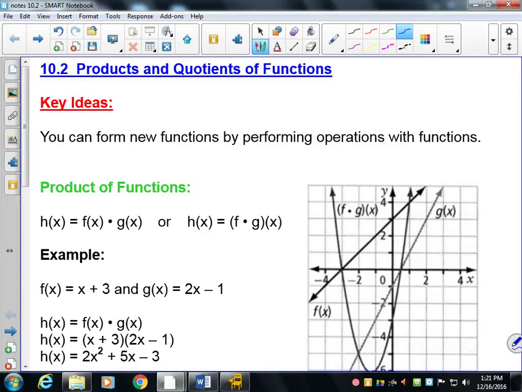Okay, so we're going to look at 10.2 here. 10.2 is all about products and quotients. So products is multiplying. Quotients is dividing. So we're going to multiply functions, and we're going to divide functions. It's pretty much the exact same thing as yesterday, except yesterday we added and subtracted, right? And today we're multiplying and dividing the functions. Okay?